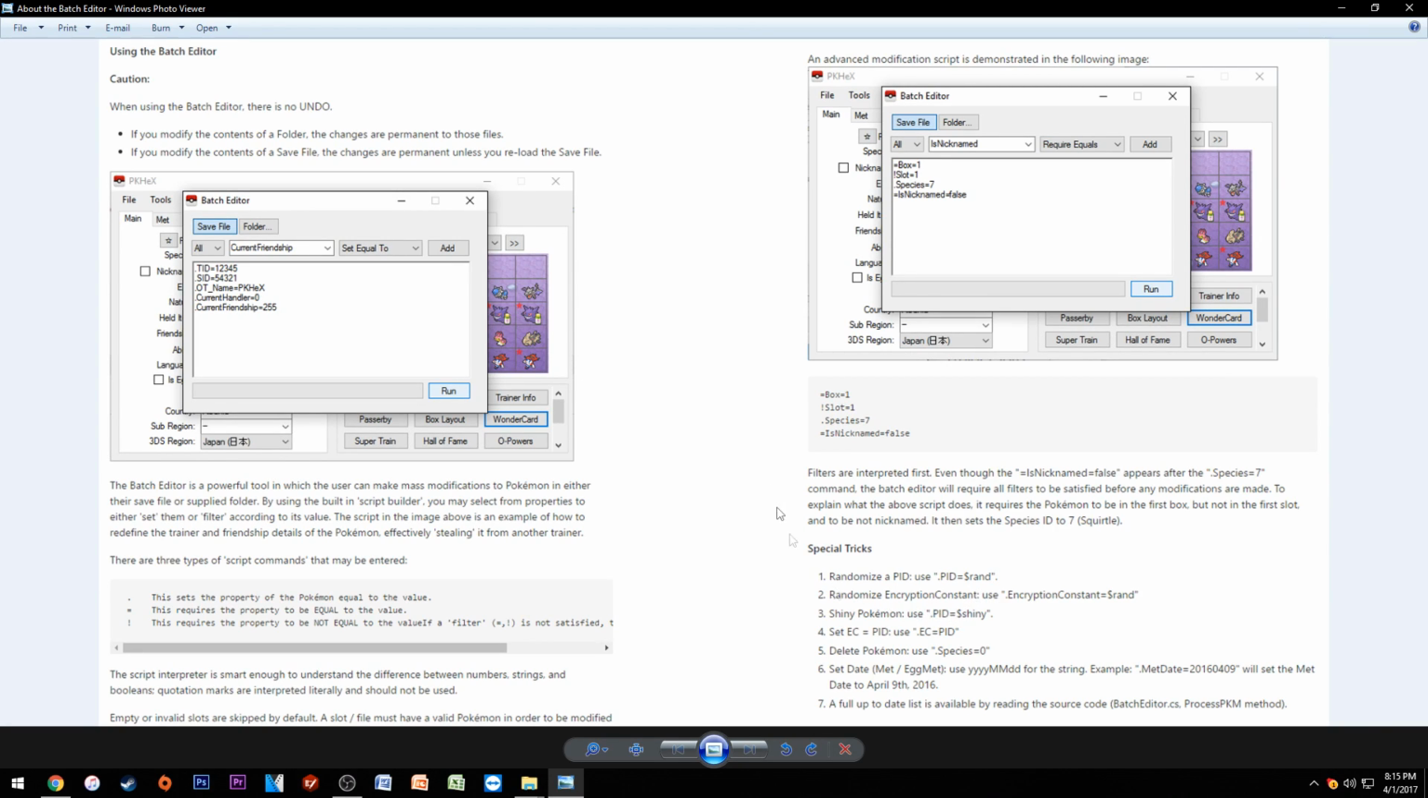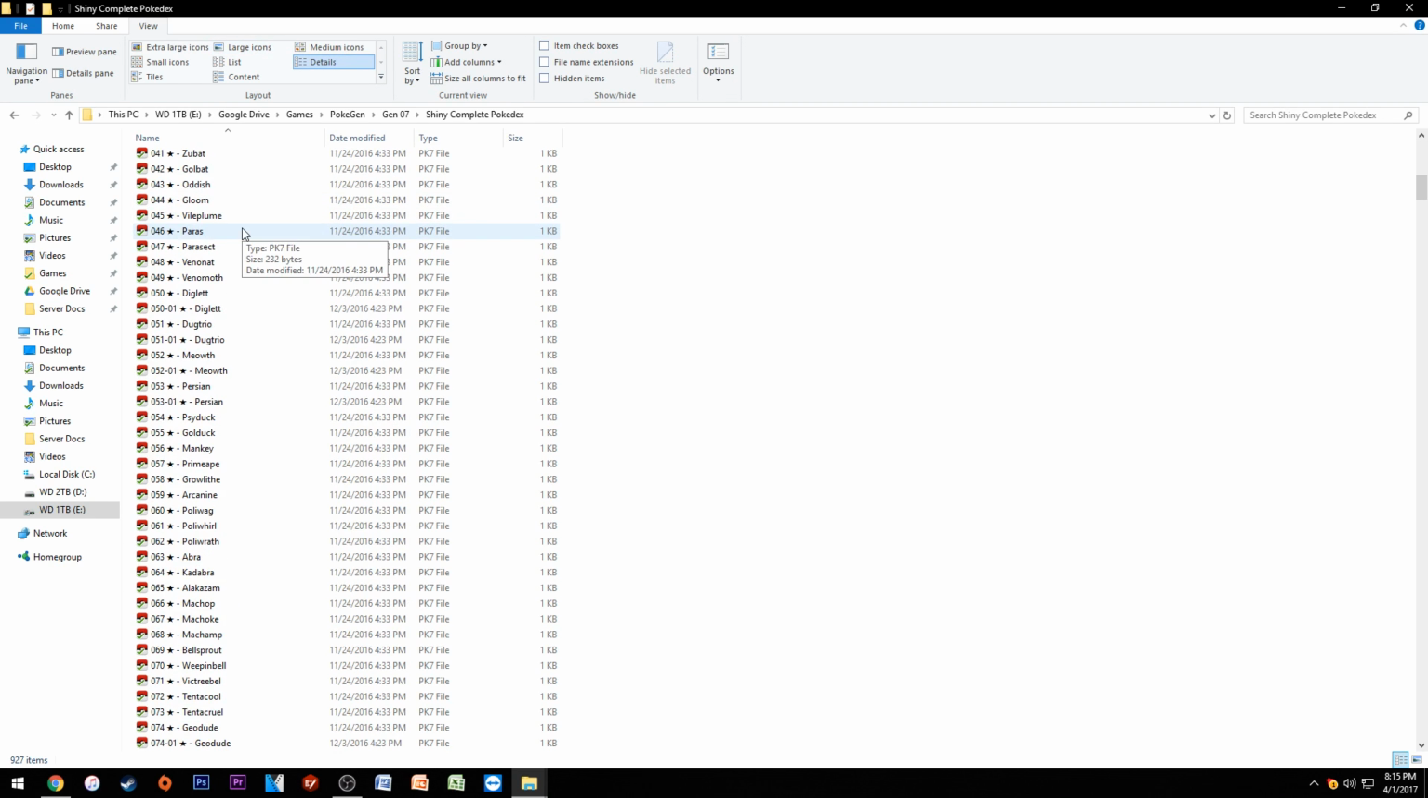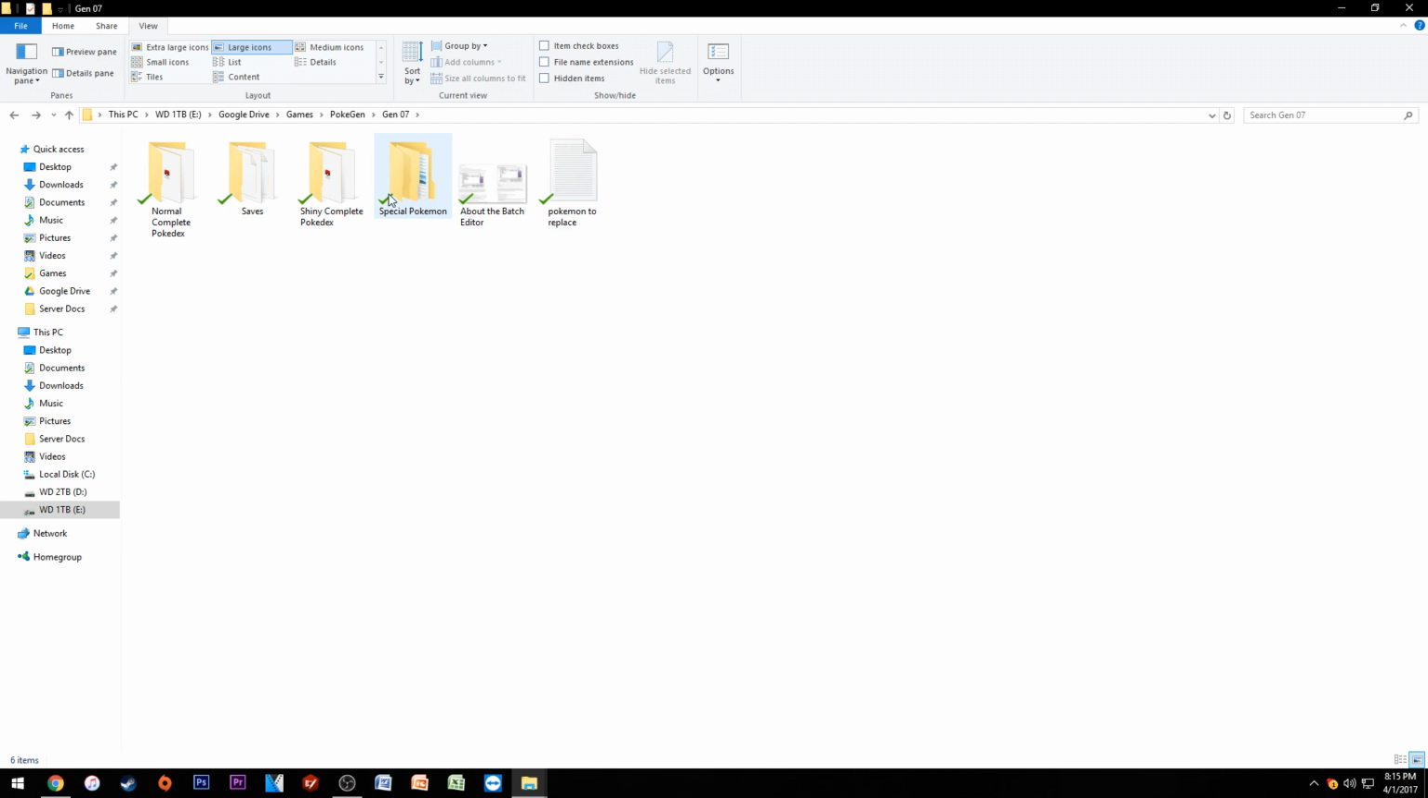I'm going to be giving away the same thing as in the Gen 6 folder. It's how to use the batch editor. Pretty useful information, because I didn't understand at all how to use this batch editor. Very complicated stuff. And then for the most part, all you're going to get now is normal Pokedex and shiny Pokedex. And like I said, Gen 7 is kind of new, so you don't have all of the legendaries out yet.